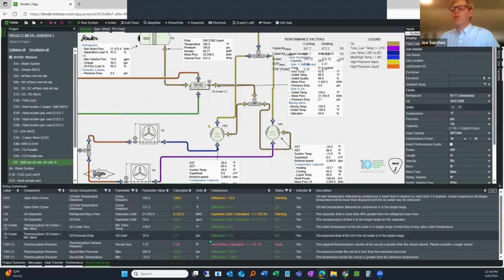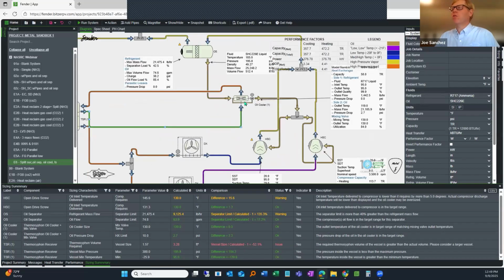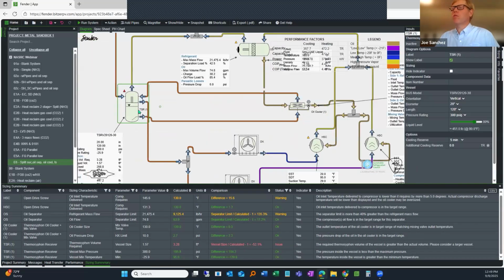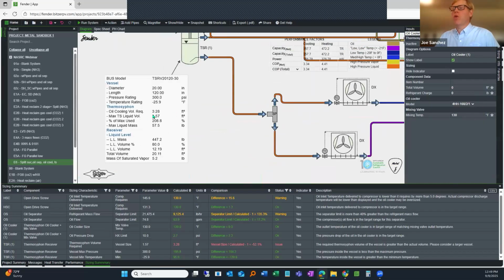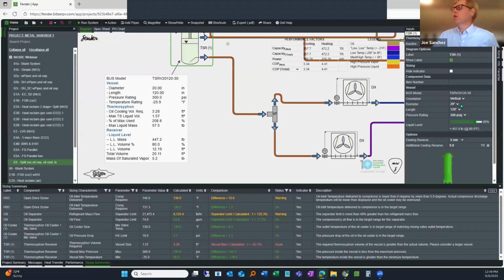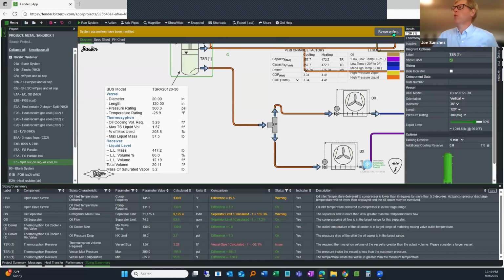And the last piece is this is a thermosiphon oil cooler. So we have a thermosiphon vessel that is gravity feeding down to this oil cooler. And it looks like I don't have a big enough volume to maintain sufficient cooling. So I need 3.28 cubic feet instead of 1.57. So I'll just increase this diameter.